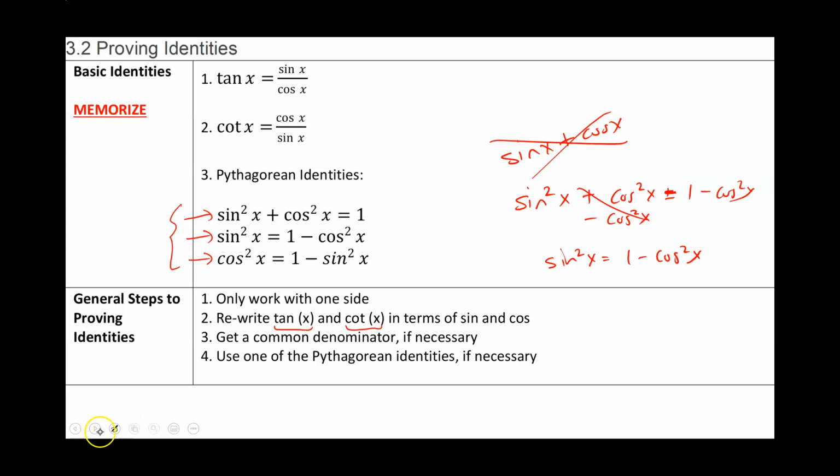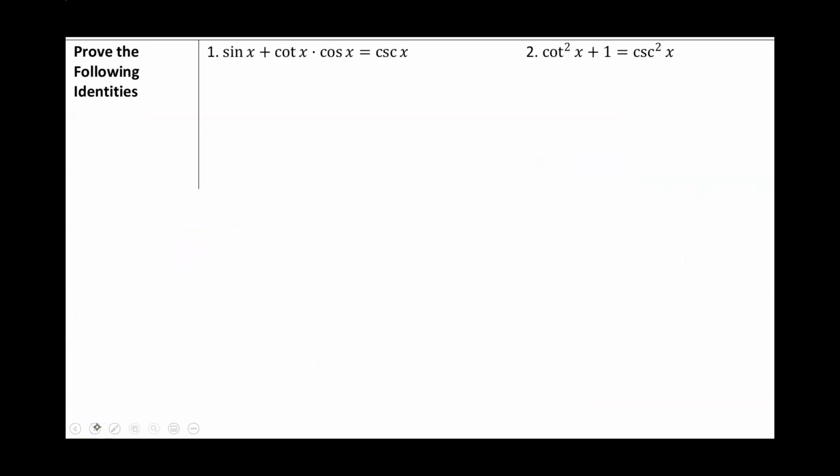So we're going to do some of these problems in this video lesson. Some of them we're going to save for class. So number one, it says we have to prove that sine of x plus cotangent x times cos x equals cosecant of x. Now let's follow the rules.